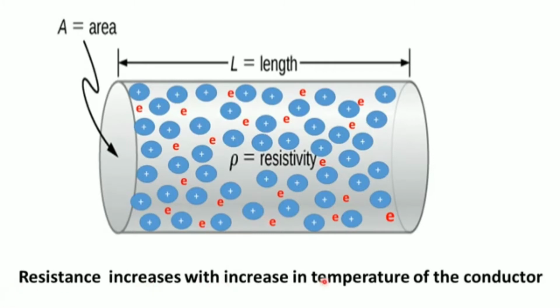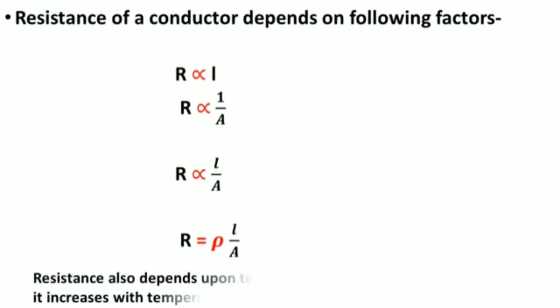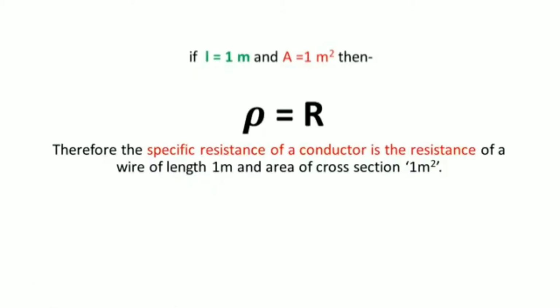Other than this, it depends upon temperature of the conductor also. With increase in temperature, resistance of the conductor increases. So R is dependent upon dimensions of the conductor, length, area of cross section, and nature of the material and temperature of the conductor. Now let us see what happens in case of resistivity.